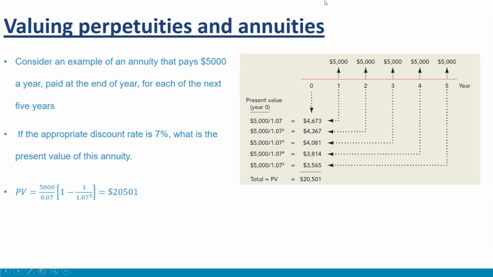Consider an example of an annuity that pays $5,000 a year, paid at the end of the year, for each of the next 5 years. If the appropriate discount rate is 7%, what is the present value of this annuity? Present value PV equals 5,000 upon 0.07, bracket open, 1 minus 1 upon 1.07 raised to the power 5, bracket closed, equal to $20,501. A simple illustration of these computations in a year-wise manner is shown here.